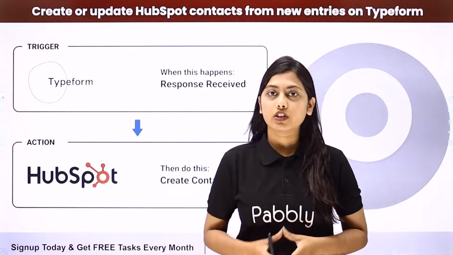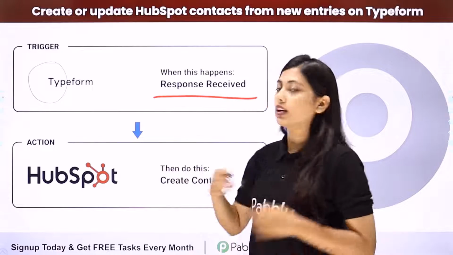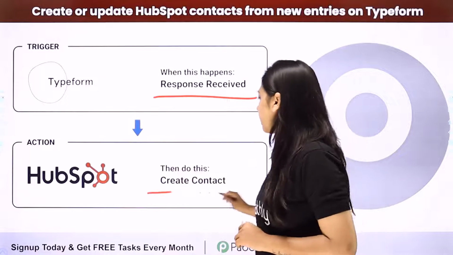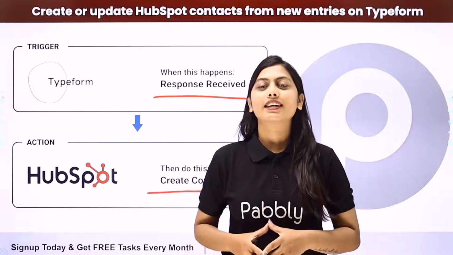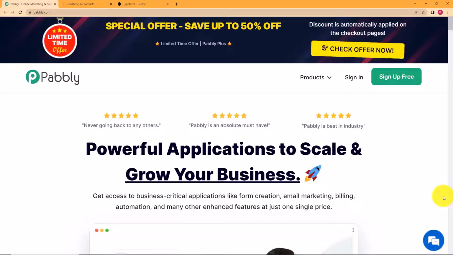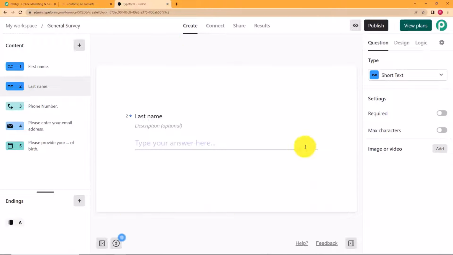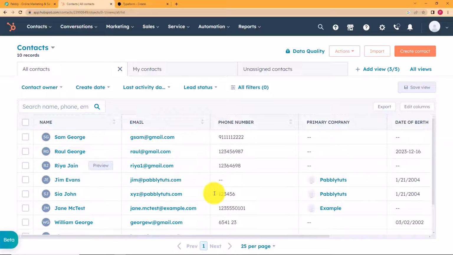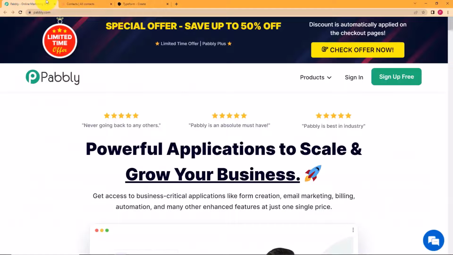We will create an integration where our trigger will be a response received in our Typeform and our action will be a created contact in HubSpot. Let us learn how to do it. So let us learn how you can integrate or connect Typeform and HubSpot in such a way that whenever somebody fills this form that has been created by you using the form builder application Typeform, this information will be utilized in creating a new contact in your HubSpot CRM. We will do this with the help of Pabbly.